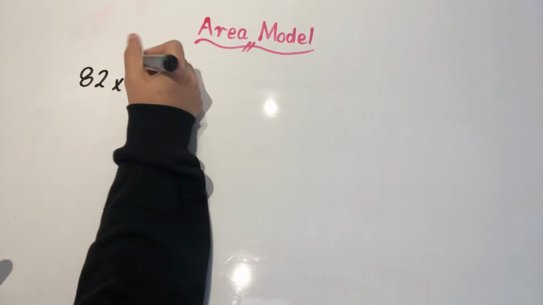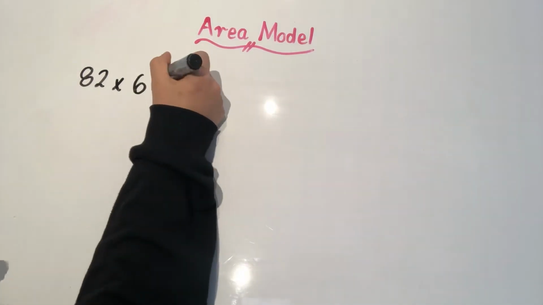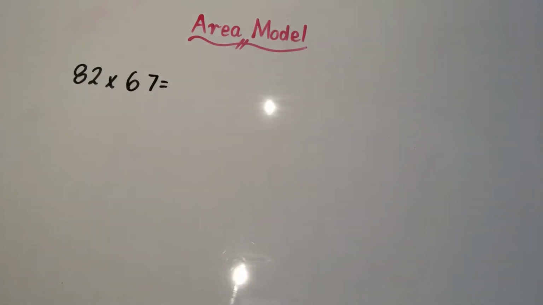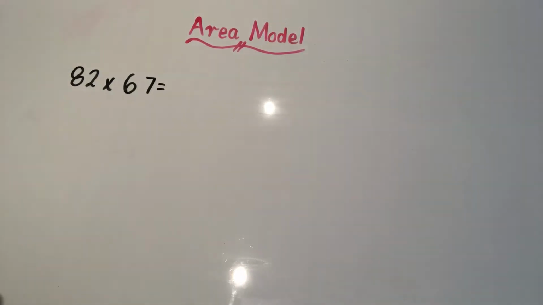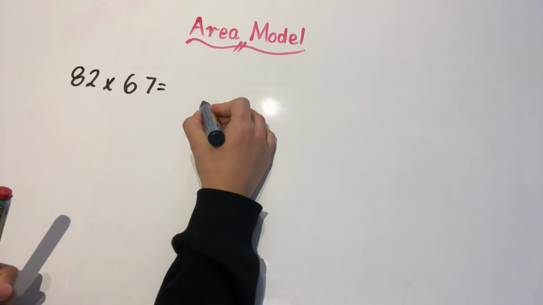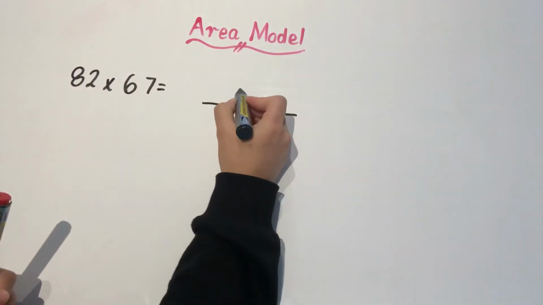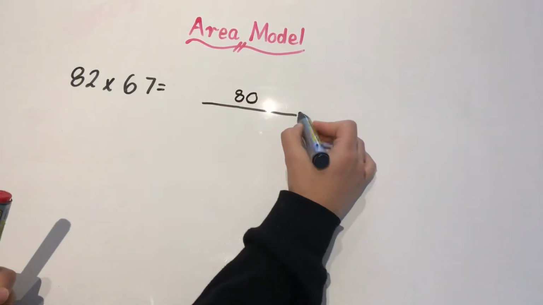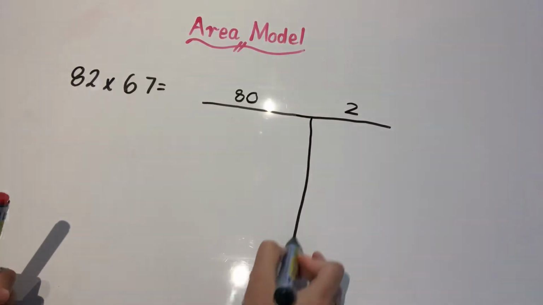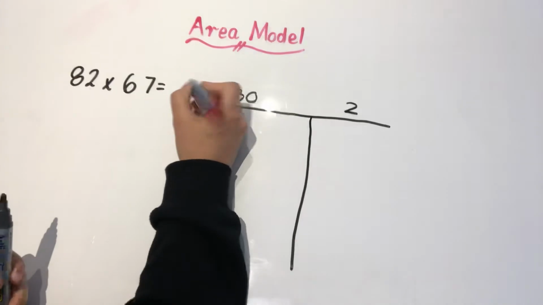82 multiplied by 67. So our first thing we need to think about is partitioning our numbers down. So drawing my model across the top, if I'm breaking 82 down, it's 80 plus 2. I'm just going to draw that line to break that up. I'll have my multiplication sign in the middle.